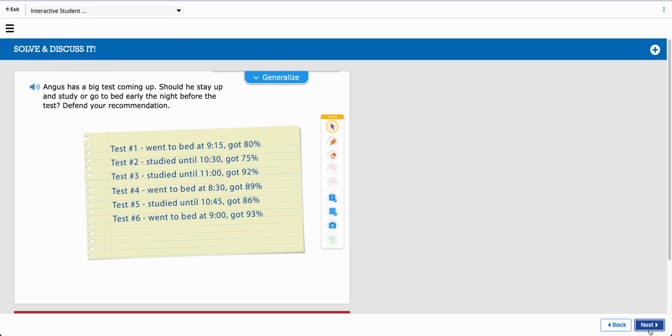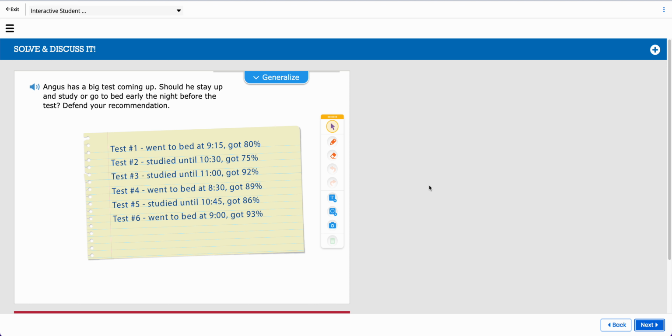Your warm-up. Angus, gotta love that name. Angus has a big test coming up. Should he stay up late and study, or should he go to bed early the night before the test? And defend your recommendation. By the way, you don't get to pick option 3 of staying up late and playing Fortnite. It's either stay up late and study or go to bed early. One of those two, right?